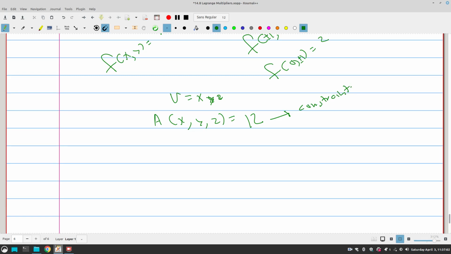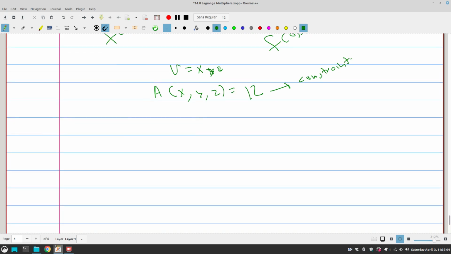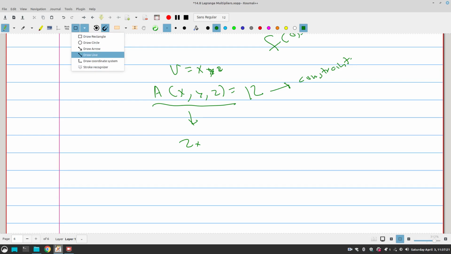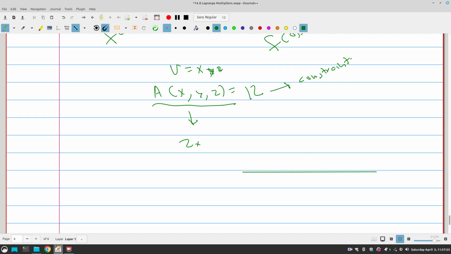Now we set up Lagrange's equation. Area, of course, since it's a box, is given with two. In fact, we should draw a diagram for the box. Draw a line. So one rectangle, and you have another rectangle.